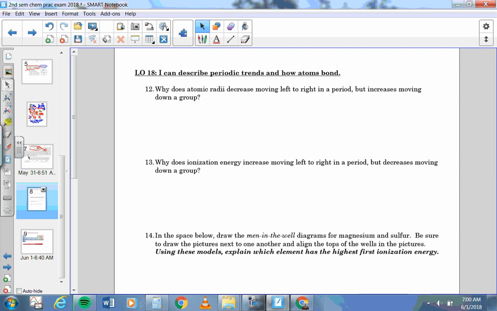Periodic trends and how atoms combine. Atomic radii. Okay, so this is a two-part question. This is really two questions. They're asking, why does atomic radii decrease moving left to right and increase moving down a group?